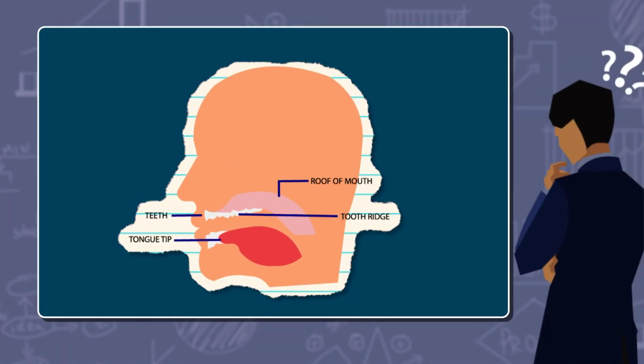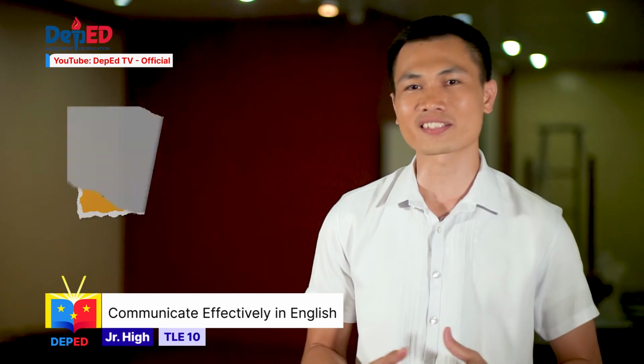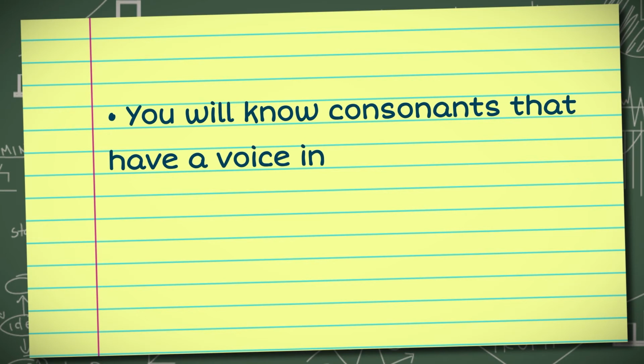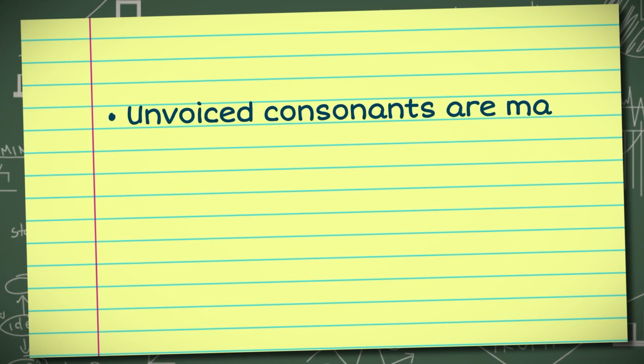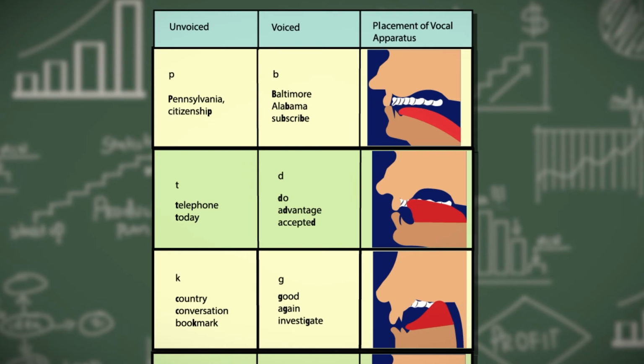Speaking of vocal apparatus, let us study this figure, which labels the important parts of our vocal apparatus. Obviously, this is a face, this is the teeth, the tongue tip, the roof of the mouth, and the tooth ridge. As we practice pronunciation, you will notice that the shape of the vocal tract is altered. I learned that all vowels are voiced, all diphthongs are voiced, and consonants can be either voiced or unvoiced. Basically, you will know consonants that have a voice in them if there is a vibration from your vocal cords, like in B, while unvoiced consonants are made just with air and no vibration from the vocal cords, like in P.